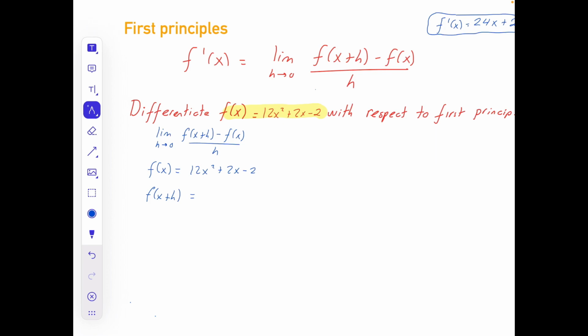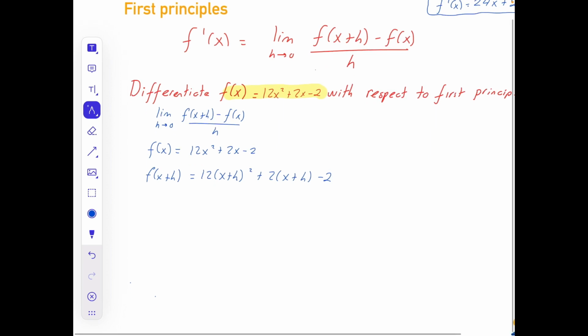Okay, so if you've done functions before calculus, or even from your junior cert knowledge of functions, you should know whatever is inside that bracket after the f, you replace your x's with that. So anywhere I have an x, I'm going to write x plus h in a bracket. So instead of 12x squared, it's going to be 12 by x plus h all squared, plus 2 by x plus h, minus 2.